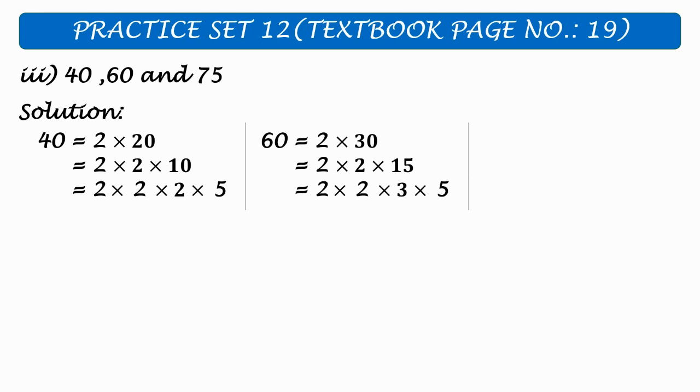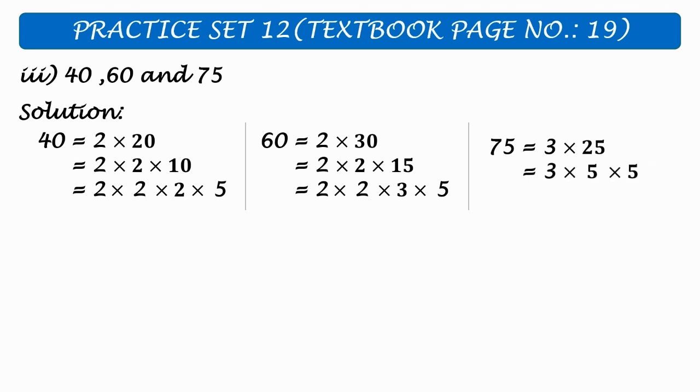So we know that 75 is equal to 3 multiplied by 25. Now further 25 is to be factorized. We know that factors of 25 are 5 and 5. So we can write the prime factors in the product form of 75 as 3 multiplied by 5 multiplied by 5.